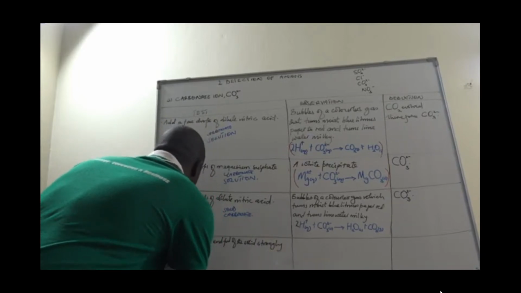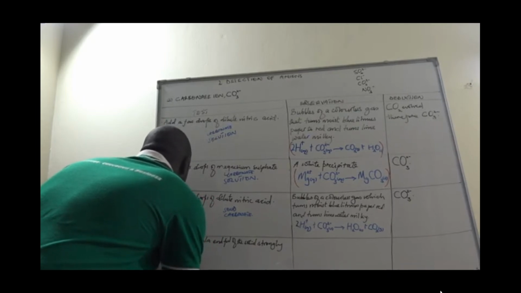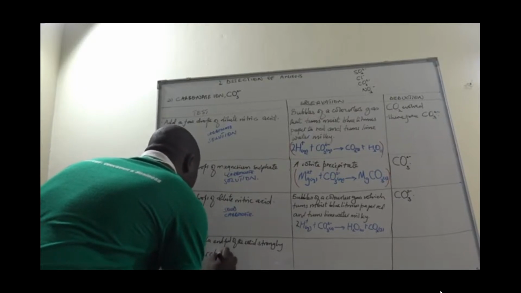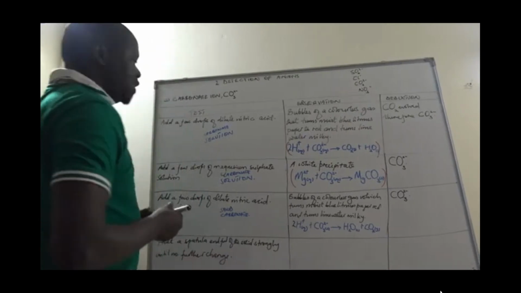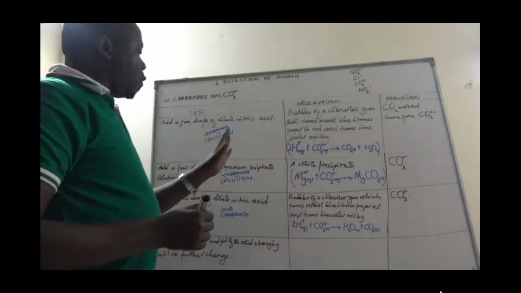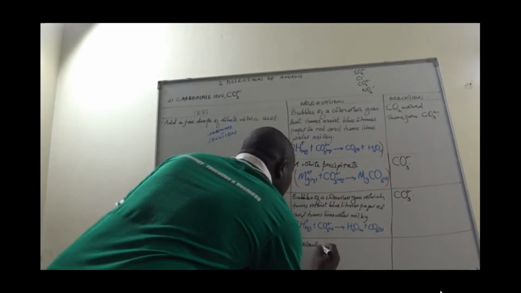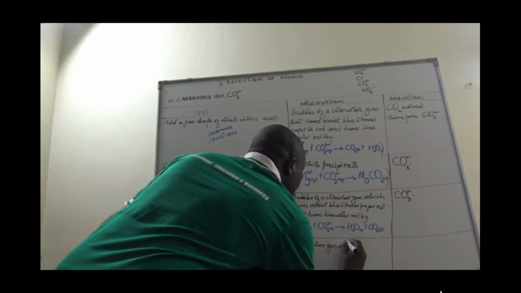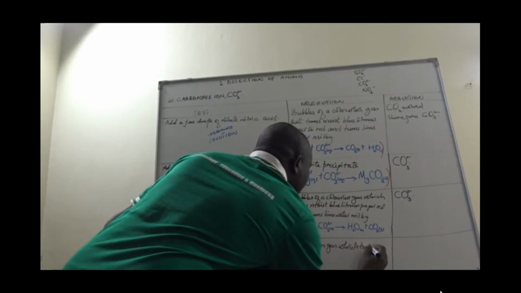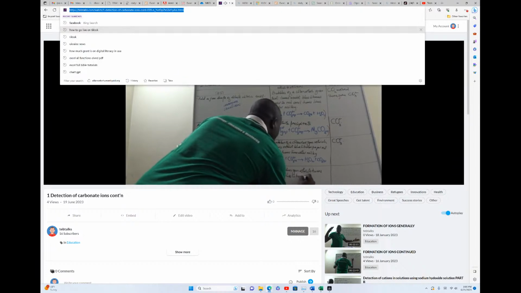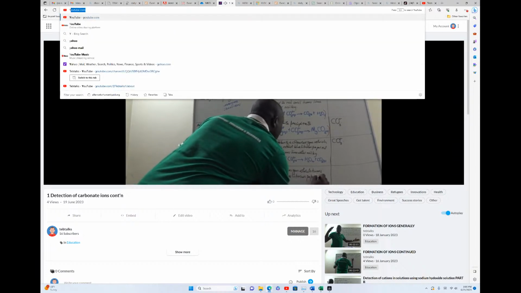strongly until no further change. So with a solid, when you heat it, we don't see bubbles in this case. Bubbles are produced where we have a liquid or a solution. So in this case, we shall be able to get a colorless gas which turns moist blue litmus paper red.